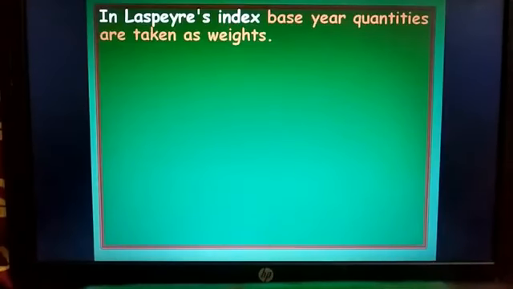When we are calculating Laspeyres' index number, we know that base year quantities are taken as weights. Am I correct? So here I am stressing that whenever Laspeyres' price index is calculated, weights are applied from the base year. Whenever Laspeyres' quantity index number is calculated, obviously base year prices are taken as weights. That is also a known fact to us.